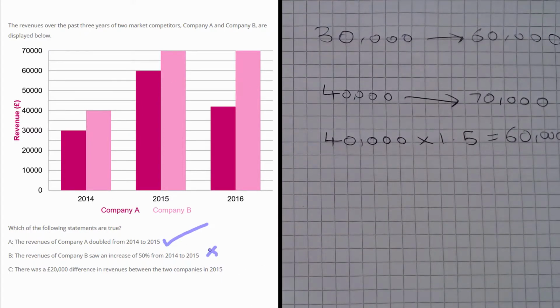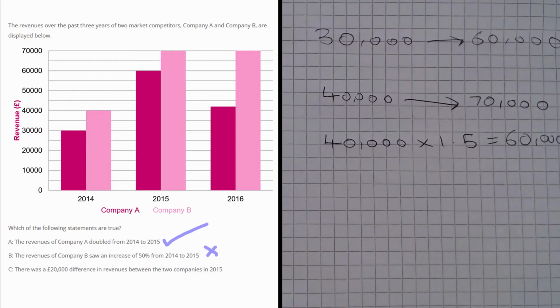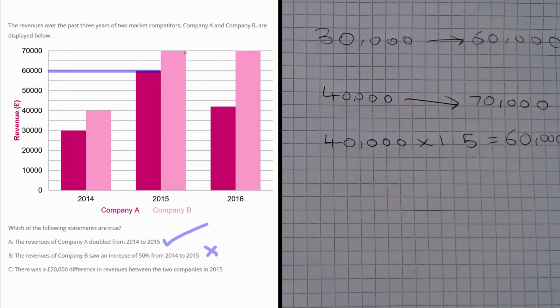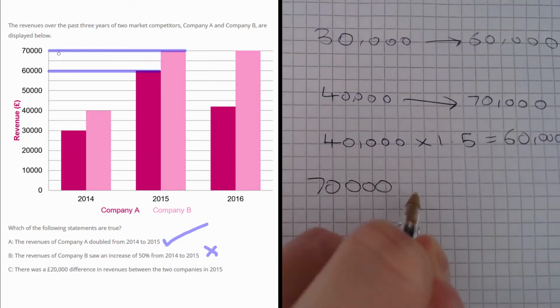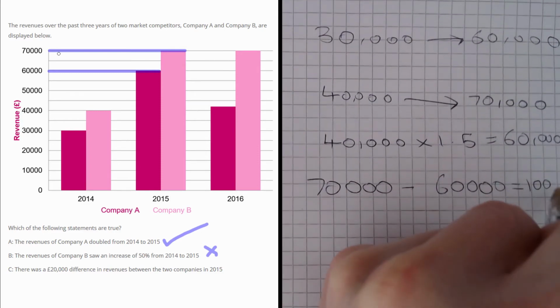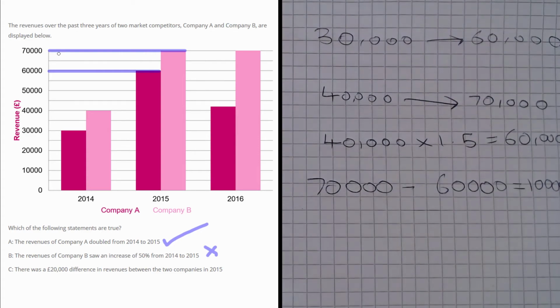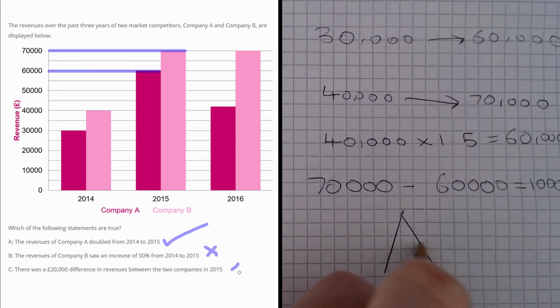Finally, let's have a look at part C. So this says there was a £20,000 difference in the revenues between the two companies in 2015. Well, we can see company A had £60,000 worth of revenue and company B had £70,000 worth of revenue. Of course, the difference between these two numbers is 10,000. So the answer to that is false. So the answer to this question should be A.